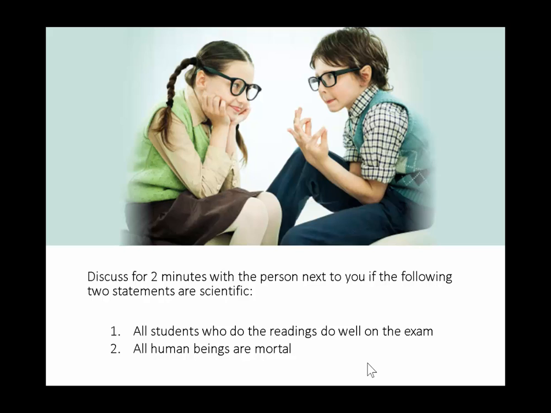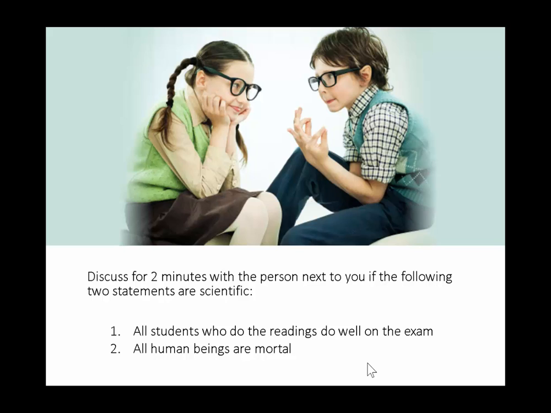So what did you guys come up with? The second one is not scientific. Why? It can't be disproved. Somebody else, what did you think about this statement? So she says it can't be disproved because you cannot prove somebody is immortal. Well, but both of you said that this is not scientific. Actually, you're right. This is not a scientific statement.